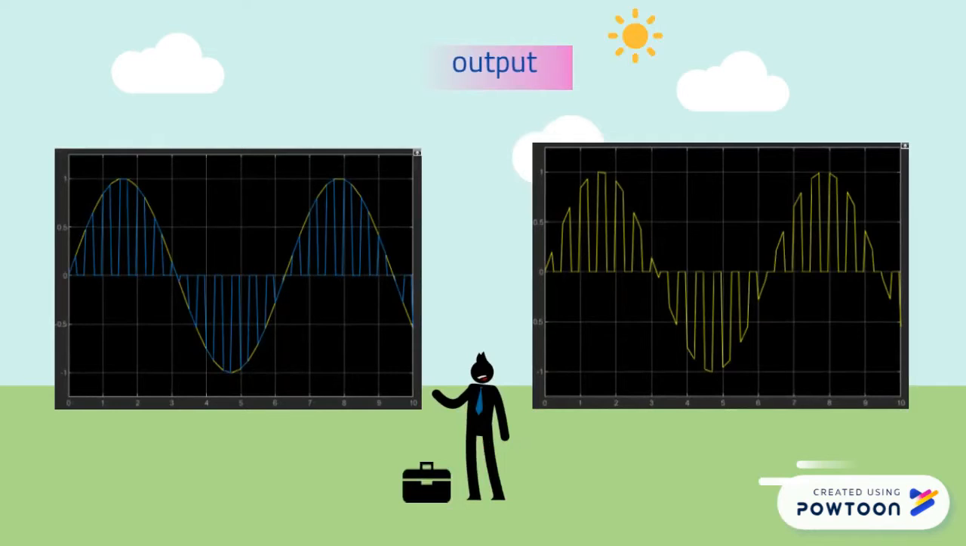This is the output for the program. The left side is the analog and sample signal. The right side is the sample signal.